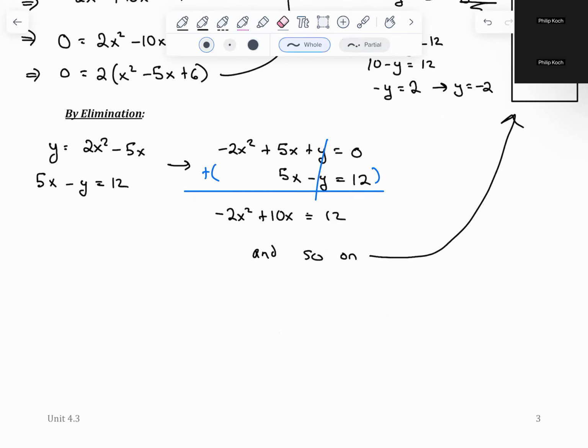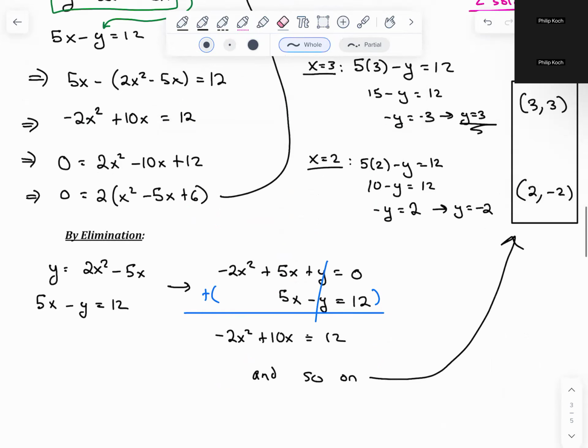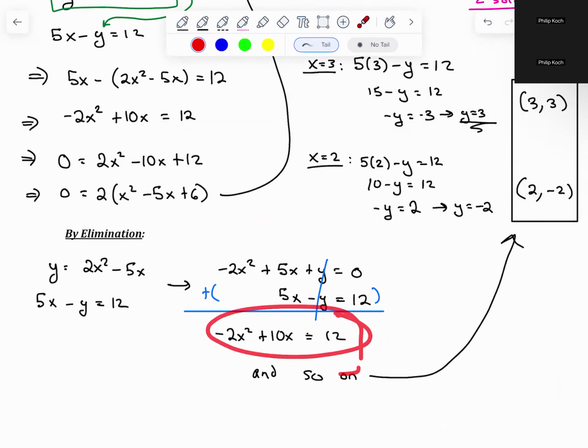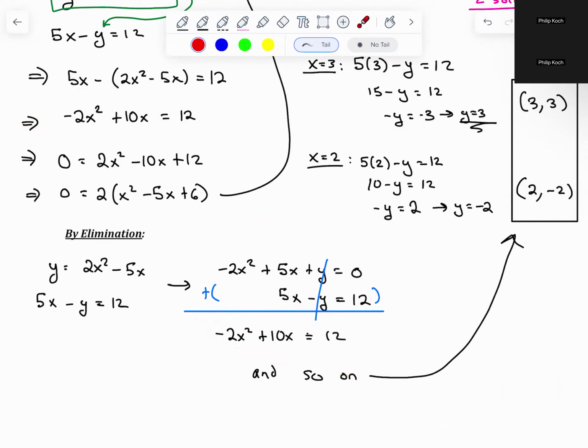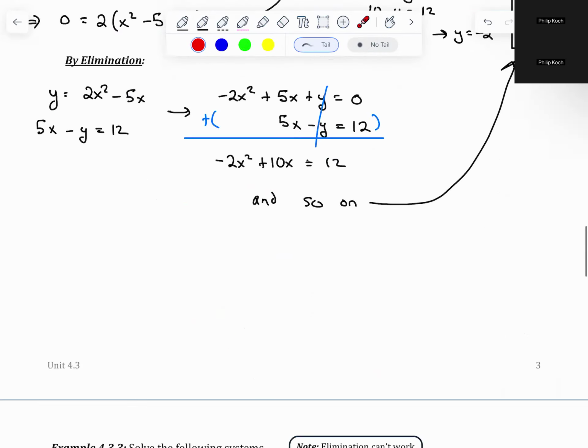So, any other questions? And the reason why I said "and so on" is because you might see this right here is exactly what we had here. So it's going to be the exact same process from here on out. Okay, another one.